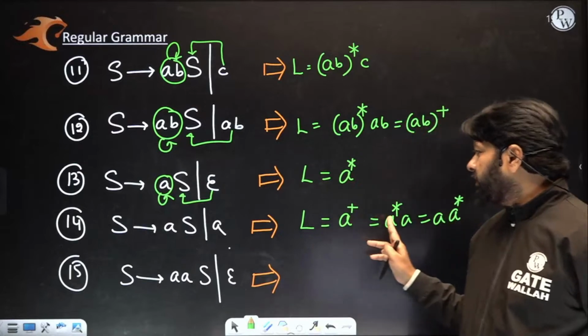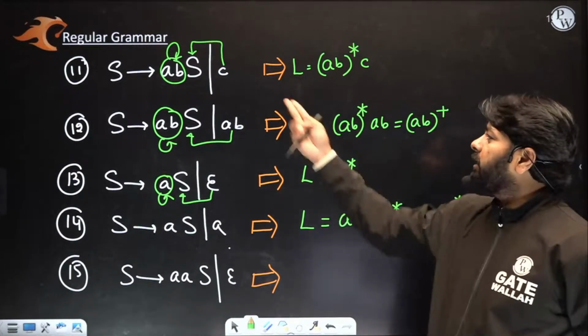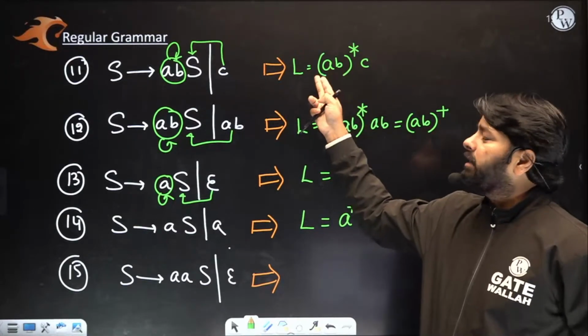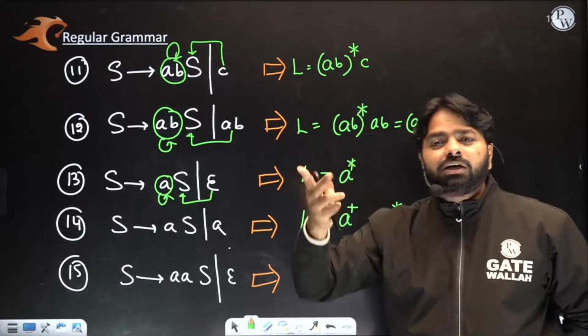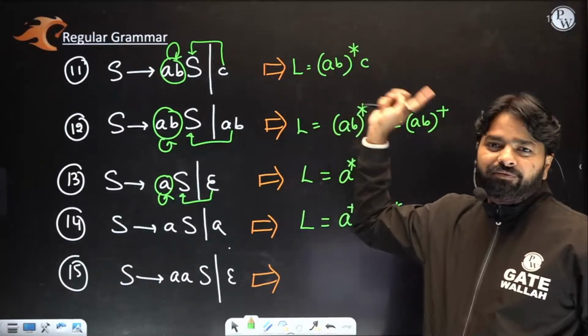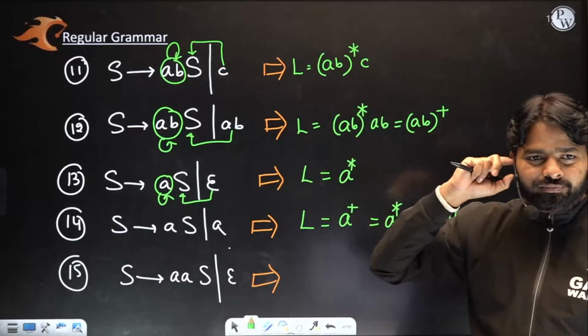But if the position of the repeator or terminator matters, like keeping C at the last or keeping C at the first changes the language, then you can't move it. You have to keep it where it is needed. Okay.